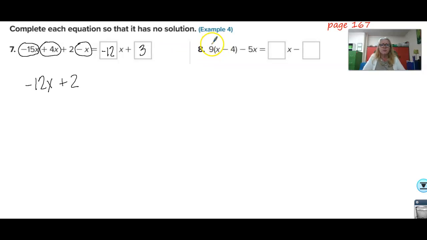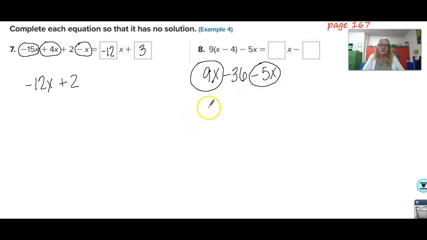Let's do this one. Distribute. 9 times x is 9x. 9 times negative 4 is negative 36 minus 5x. Okay, we're going to combine like terms. This is a positive 9x and a negative 5x, which is going to give us a positive 4x minus 36. So they want this to have no solution, so the variable term must be the same, and this number has to be different. This number can be any number except 36. I did it.